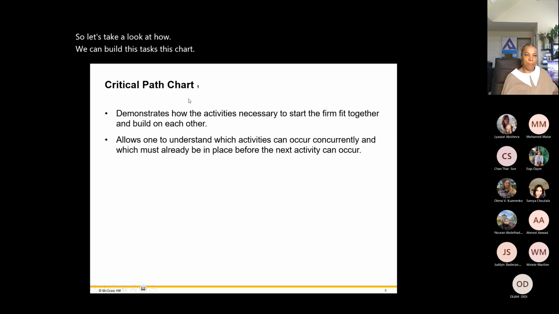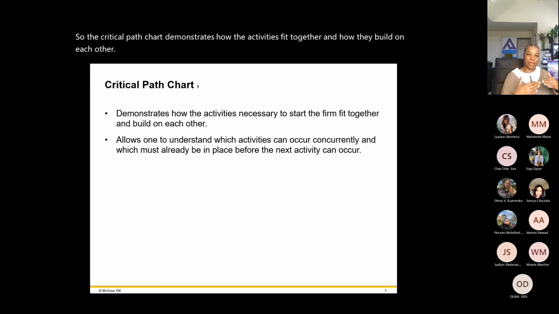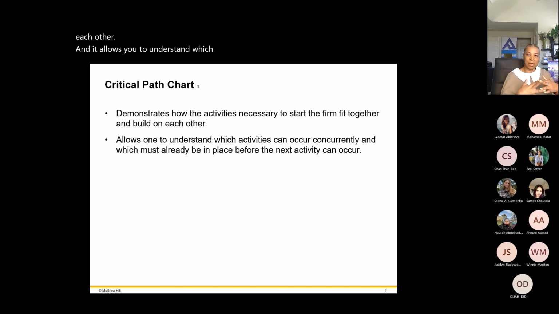So the critical path chart demonstrates how the activities fit together and how they build on each other. And it allows you to understand which activities can occur concurrently, which is at the same time, and which have to occur sequentially. All right.